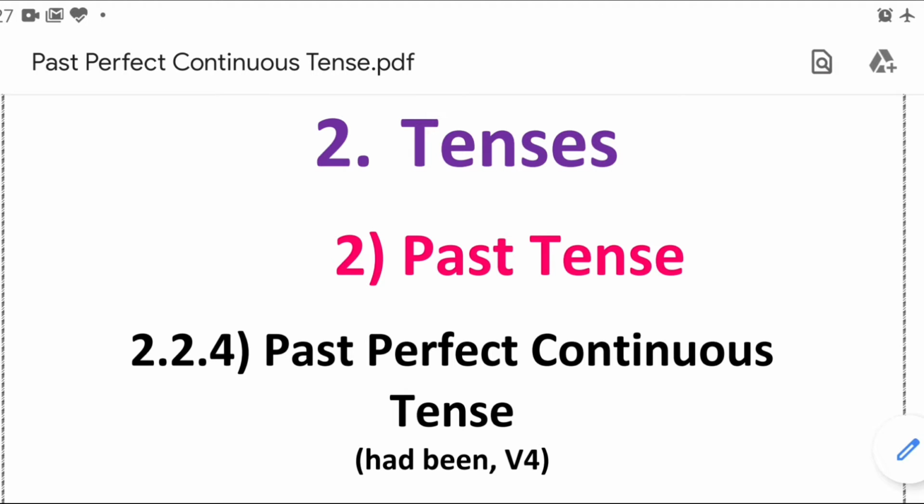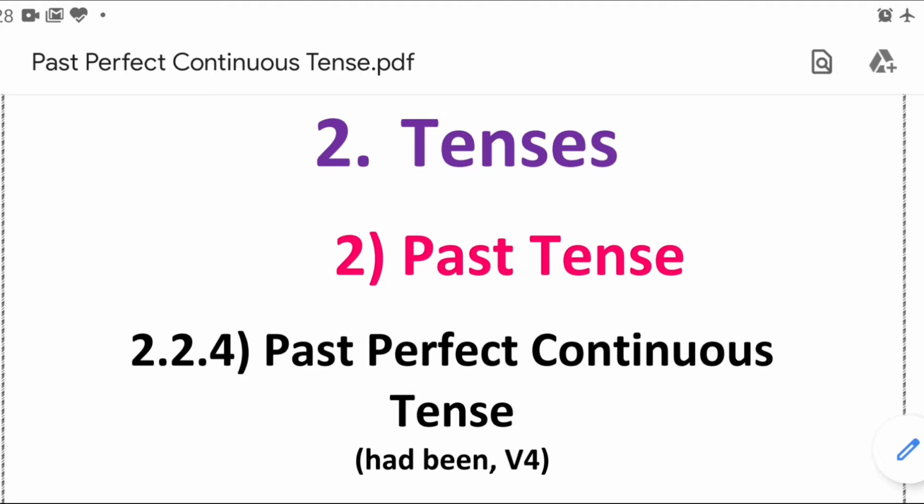So, coming back to the point, we have been learning tenses in this series, and today we are going to learn past perfect continuous tense. This is the fourth tense, that is, the fourth subtopic in the past tense.